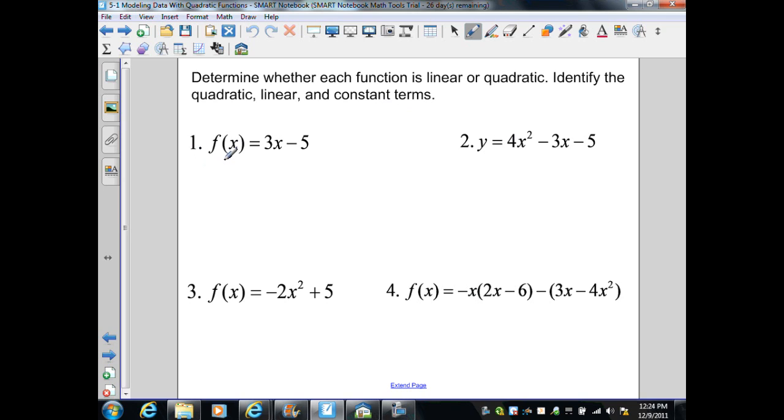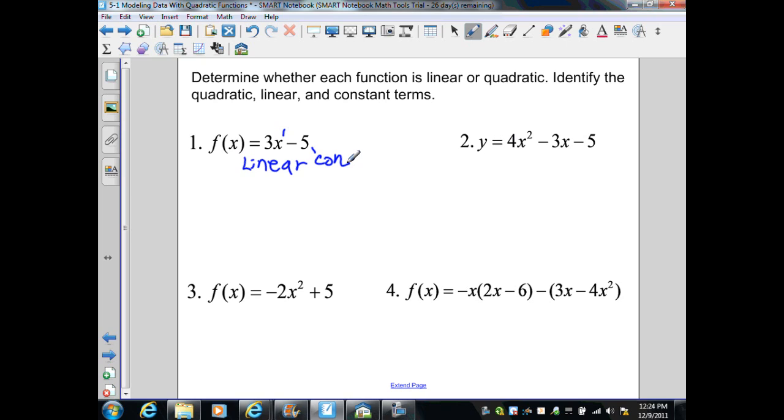Number 1, we have f of x equals 3x minus 5, or y equals 3x minus 5. Here our variable term has an exponent of 1. Therefore, I know that this is a linear function. And that is our linear term. 5 is our constant term.